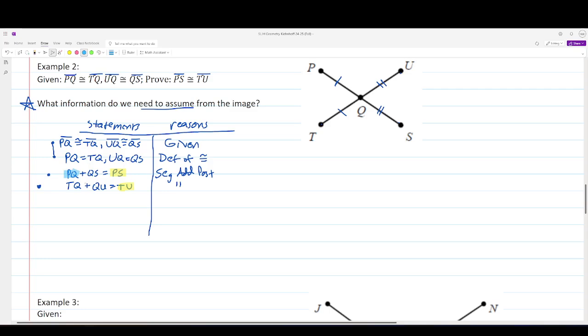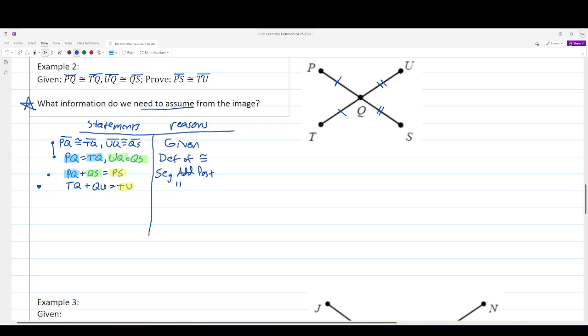I have PQ here and PQ here, and PQ is the same as TQ. So I'm able to, using substitution, swap in TQ for PQ. I can trade them out. Similarly, QS I have here is the same as UQ, so I can trade in UQ for QS. If I do that, then the left side of both equations will be the same.